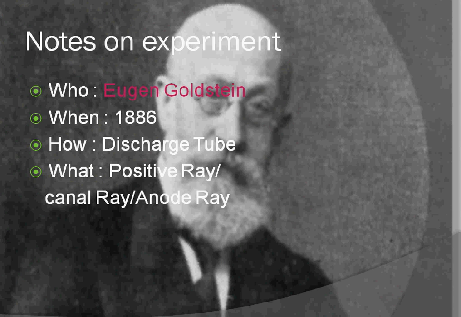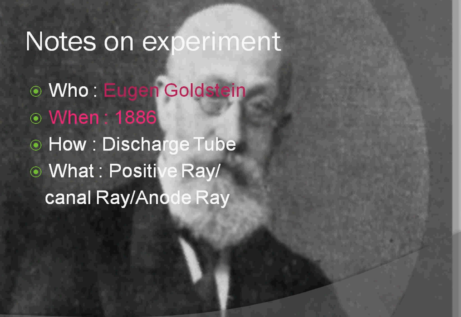Eugen Goldstein. In 1886, Goldstein noticed that when a perforated cathode, that is a cathode electrode with holes, was used in the discharge tube, another set of rays traveled in a direction opposite to that of the cathode ray, that is, from anode towards cathode. These rays are called positive rays, or you can also say anode rays.